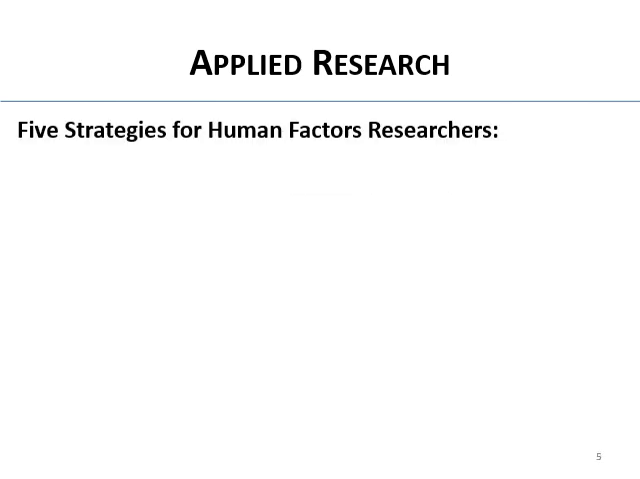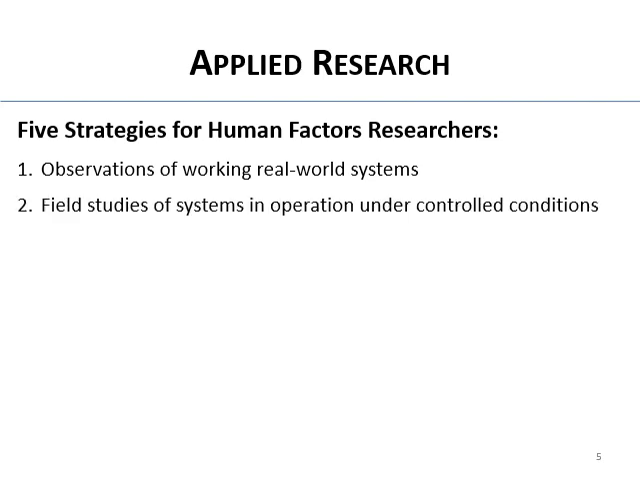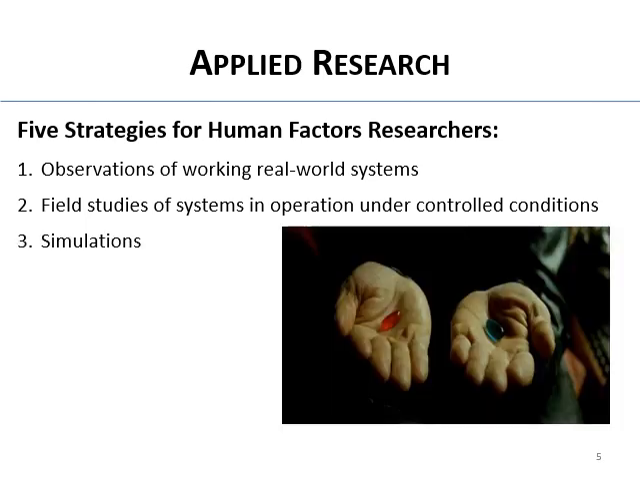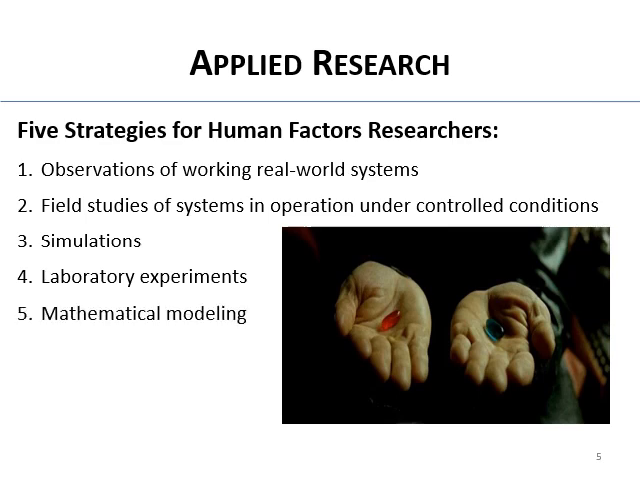So there are 5 general strategies for human factors researchers. There's observations of real life working systems. They can also go out and do field studies of systems under operation and control conditions. They also do simulations of things, laboratory experiments, and finally just straight up mathematical modeling on the computer, trying to determine how things will work out mathematically using computer models.